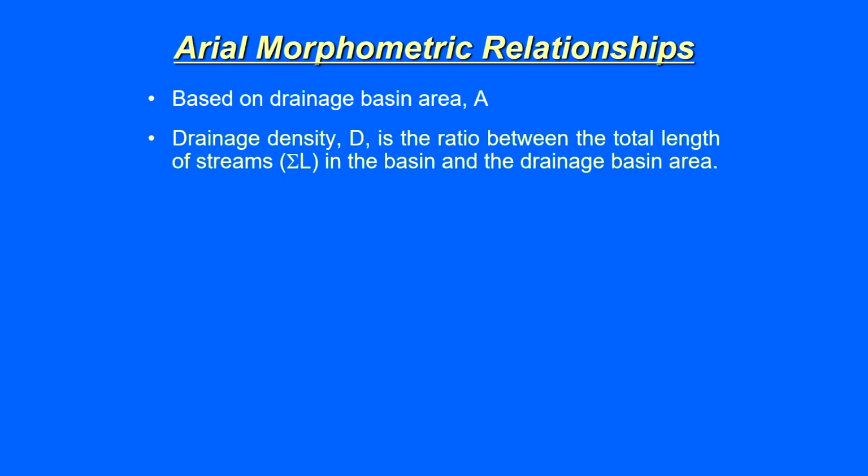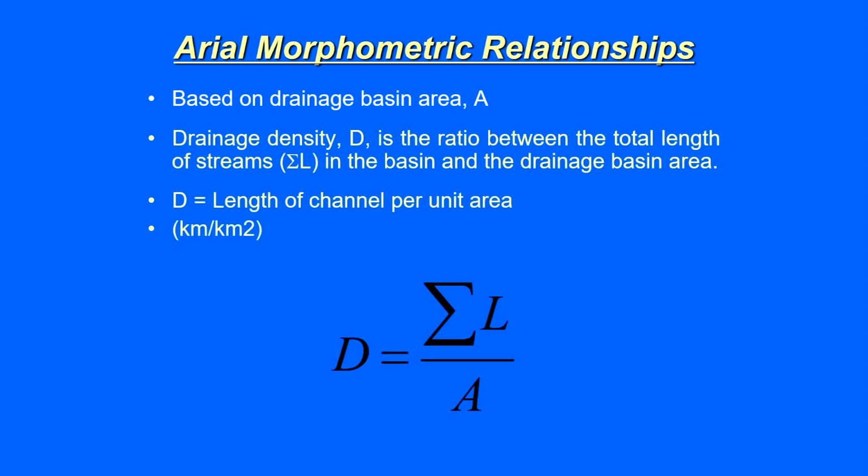in the area. So, drainage density is calculated or obtained in a very simple way with the expression, or the equation, which is given here. So, D is the sum of the length of the channels per unit area, divided by area. So, you get this information in kilometer per square kilometer.